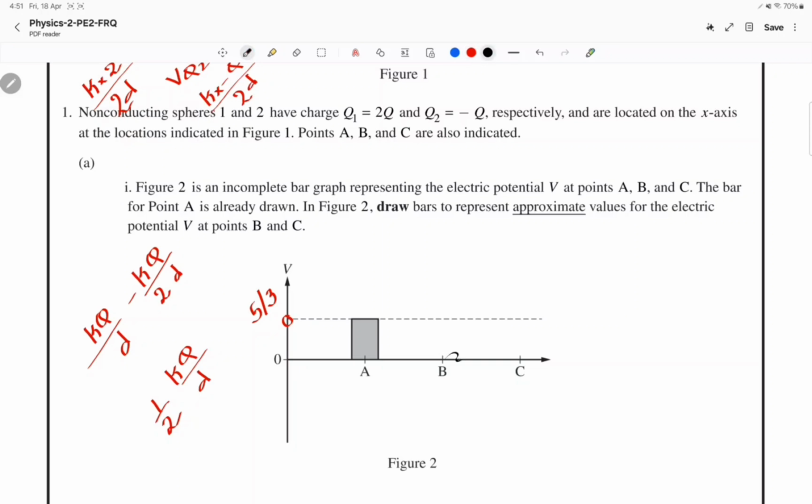Yeah. So maybe somewhere like that will do. Maybe a bit more. Yeah. Okay, so this should be a half. This should be 5/3. You have to find point C as well. Yeah, now point C.